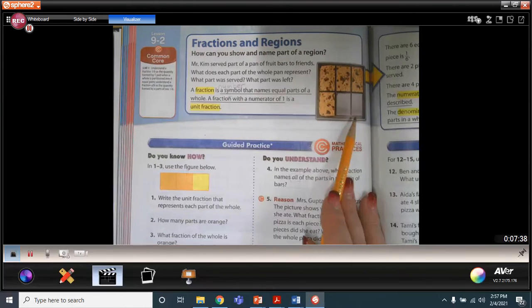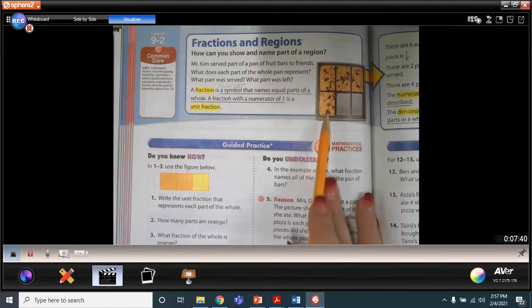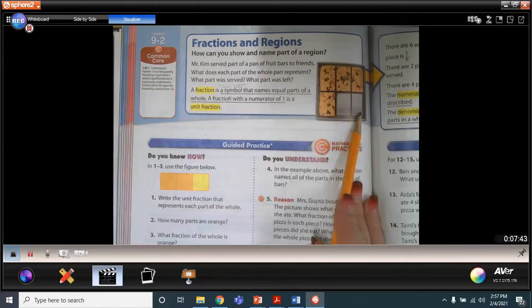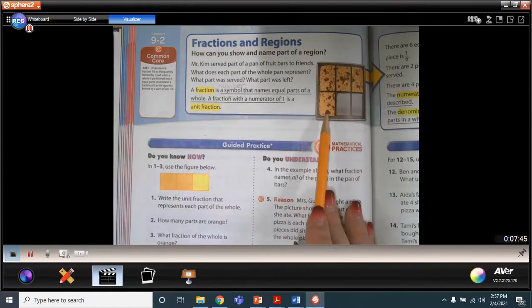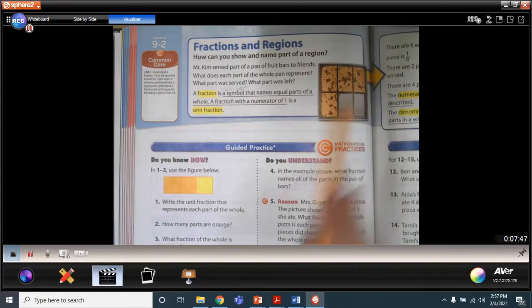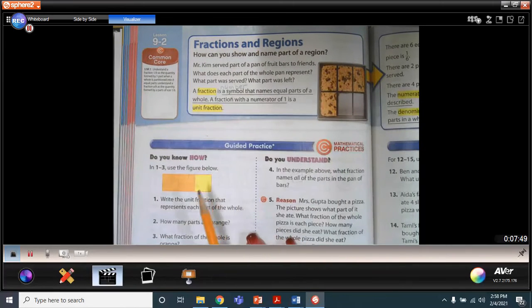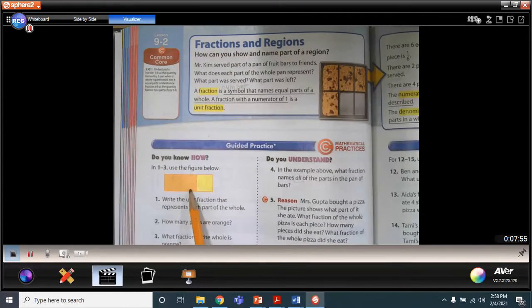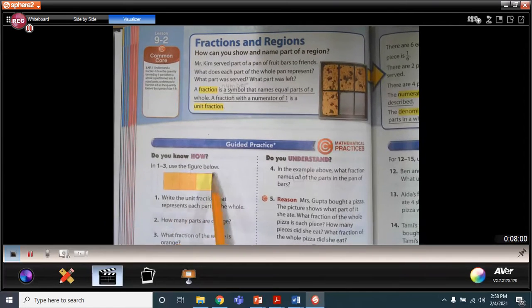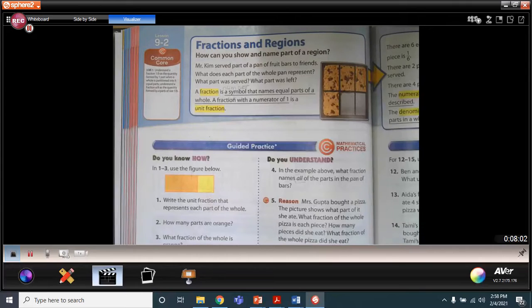So depending on what you're counting, are you counting the number of 6 that were eaten? Or are we counting the number of 6 that are still here left to eat? That's what you have to think about when you're writing fractions. What are the pieces that we're counting? In this case, we were counting pieces that were orange and not yellow, but we still looked at all of the pieces to write the denominator.